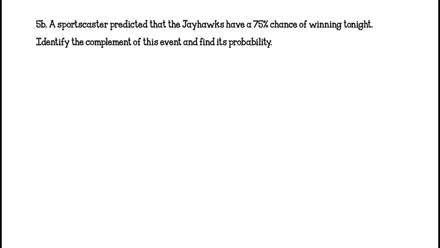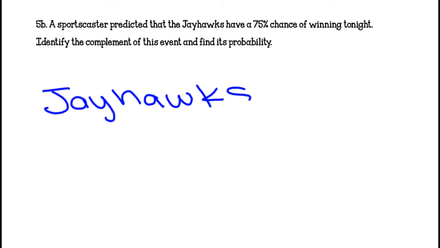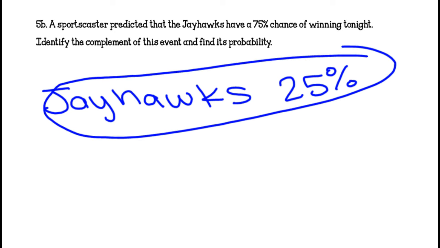5B, a sportscaster predicted that the Jayhawks have a 75% chance of winning tonight, which isn't true because they're no longer playing. Identify the complement of this event and find its probability. So the complement of this event would be that the Jayhawks do not win, right? So the complement would be the Jayhawks lose, which is what happened. And the probability of that happening was a 25% chance. So we circle it, and that's our answer.